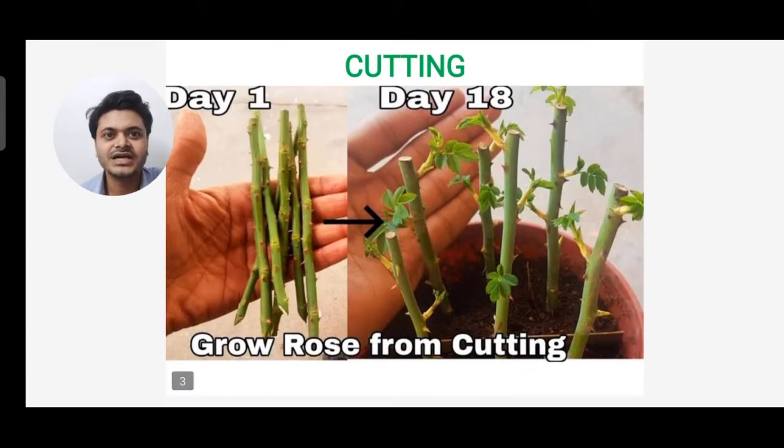Now you can see the cutting diagram. This is day 1 and this is day 18. On the 18th day you can see the leaf has grown. So you can grow roses from cutting. By the cutting method you can grow roses.